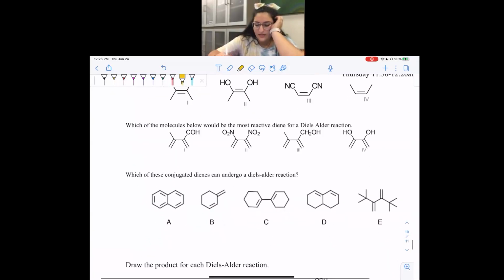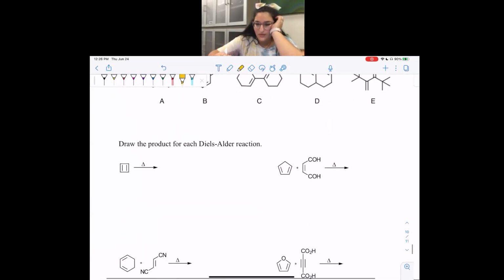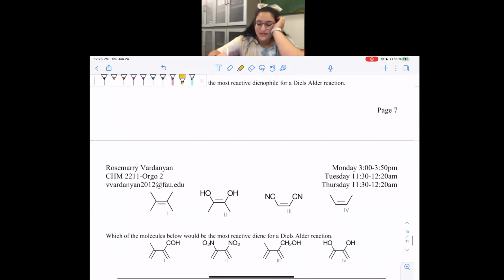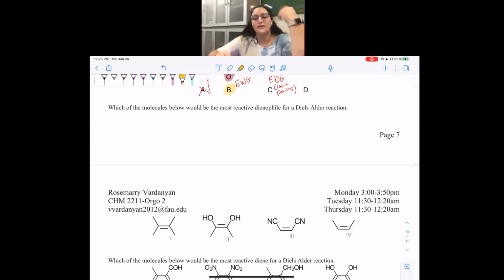All right, so we'll save a couple of these questions for the exam review. Actually, let's do these questions now and then we can do the other ones in the next session because I don't want to go super overtime. Okay, so which of the following molecules would be most reactive dienophile? So we're looking for a dienophile, and again, most reactive, so we're looking for electron withdrawing groups. I want you guys to look at it and tell me what you think the answer is, since we did the last one together.